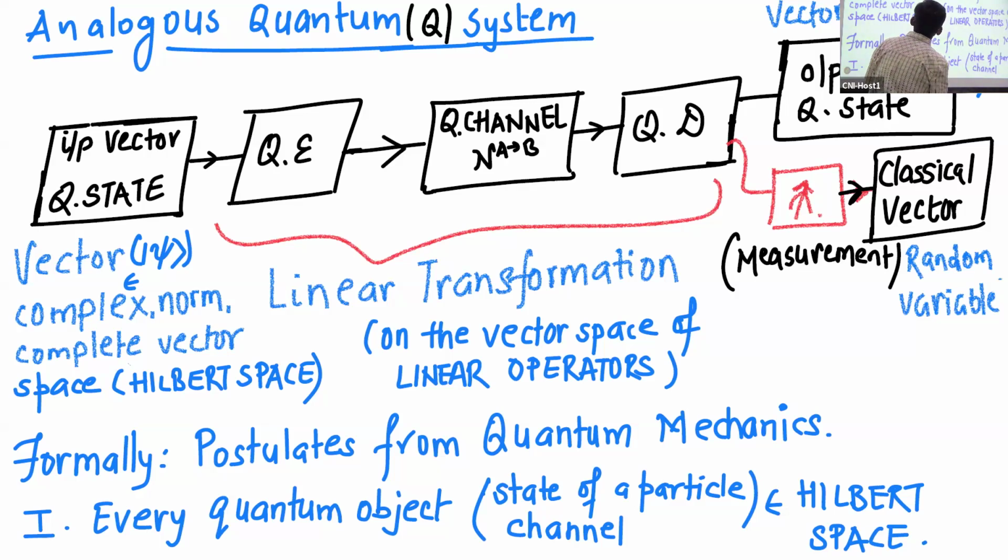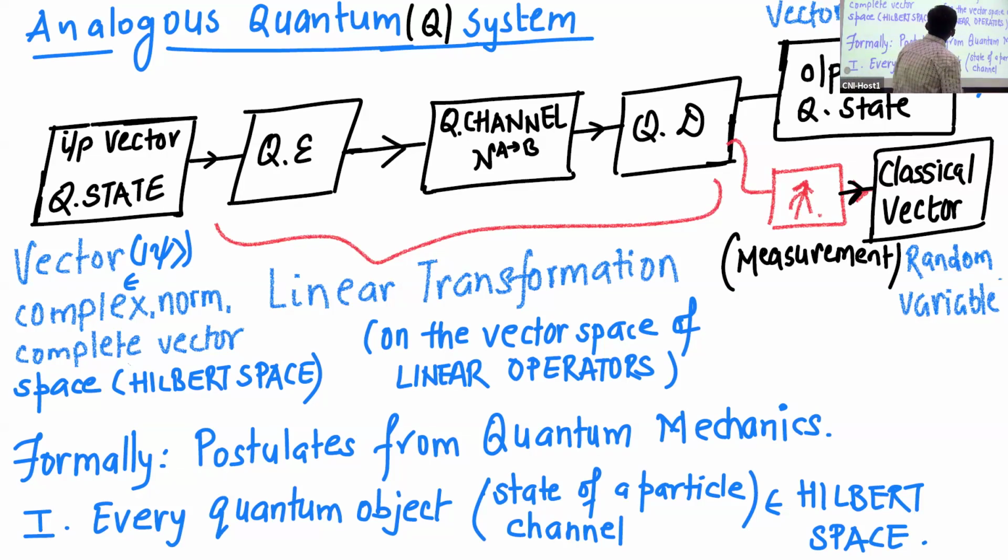Then it belongs to a finite dimensional vector space. We'll always consider finite dimensional vector spaces over complex numbers, and that vector space will be complete. We don't need this feature for this particular talk. And a complete normed vector space is known as a Hilbert space. So the traditional terminology is that a quantum state is nothing but a vector or an operator on a Hilbert space.